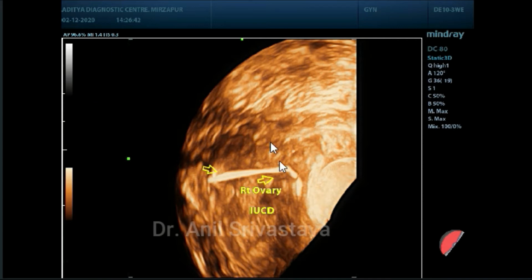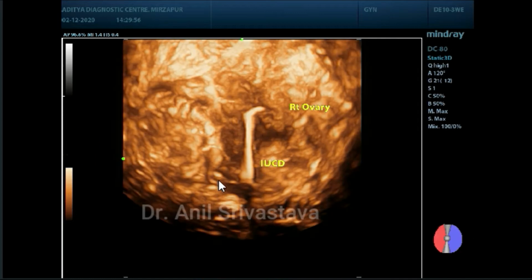This is IUCD in right ovary in minimum mode. You can see this is lying obliquely. This is IUCD. This is right ovary.